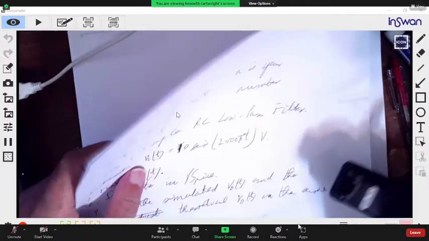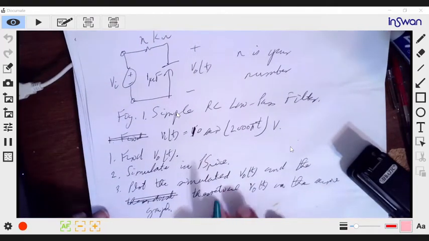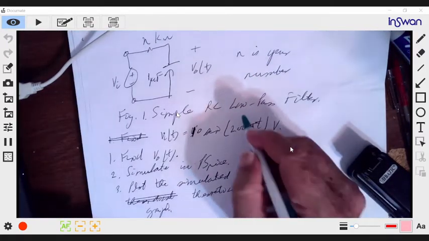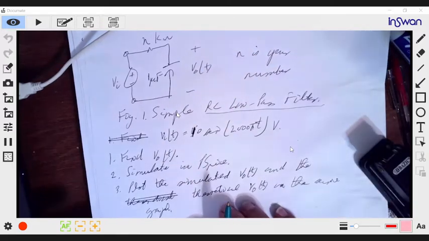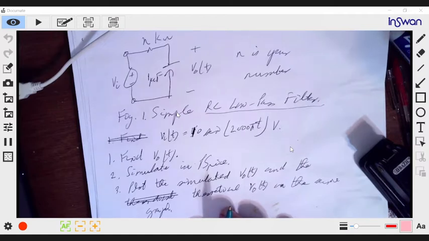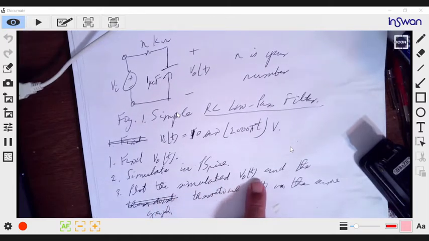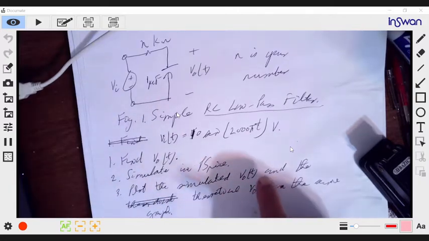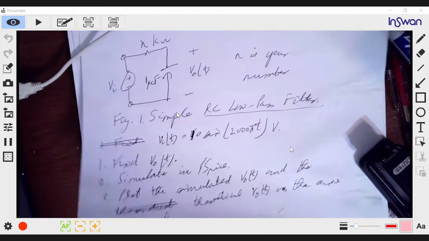So this was the problem. I gave you this simple RC low pass filter, and because I named it low pass filter, people thought that I wanted the V out as a function of frequency. I did not want V out as a function of frequency. I clearly state down here, plot the simulated V out of t, the voltage function of time, both the simulated and the theoretical on the same graph.